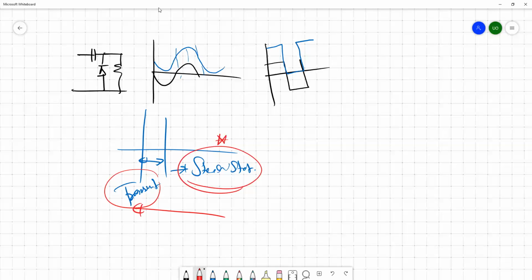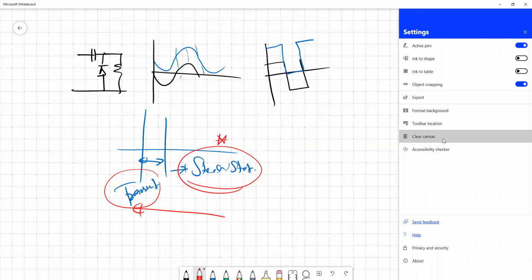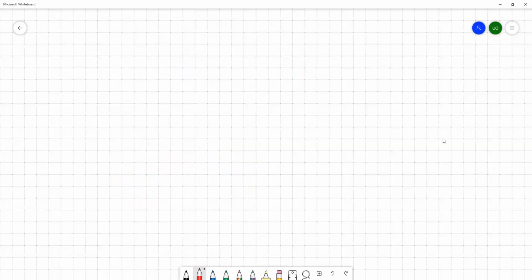Okay, I believe this gives a kind of a briefing about the clamping circuit. We have one more topic under this clamper. It's related to the voltage multiplier. We'll discuss it in the next video. Okay, thank you.